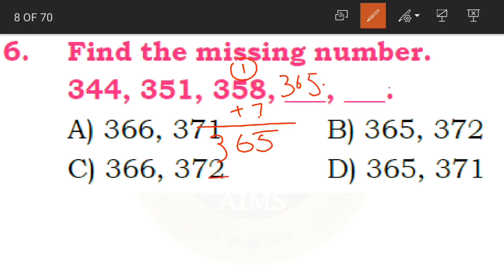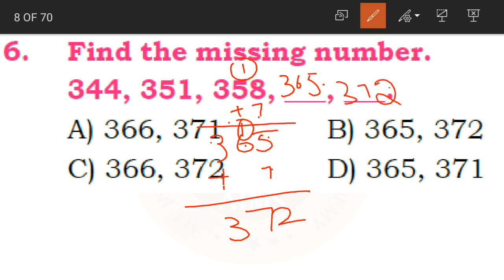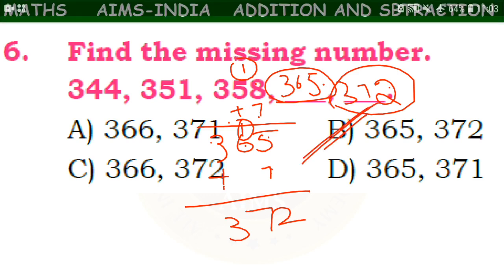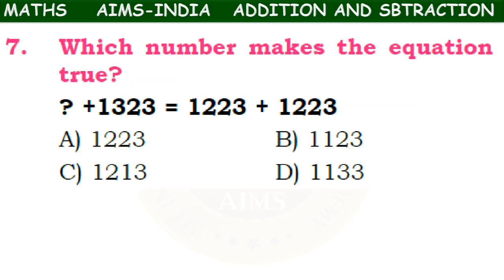And again, to find out the fifth number, we should add 7. 5 plus 7, 12. 1 carried. 6 plus 1, 7 and then 3. What is the final answer? 365 comma 372. That is option number B. Clear, children? This is how we solve the find the missing number problems.